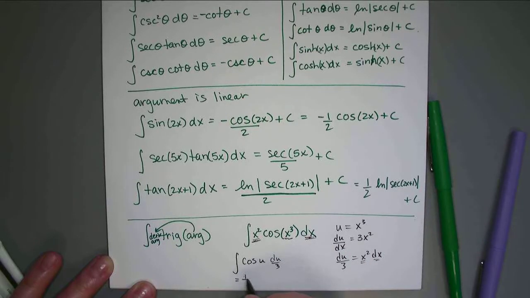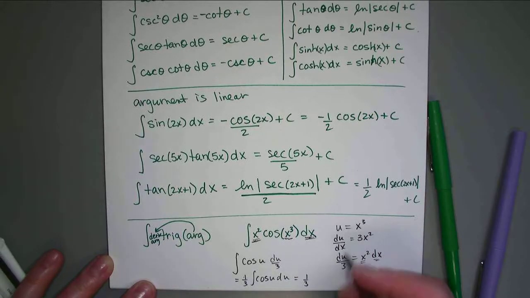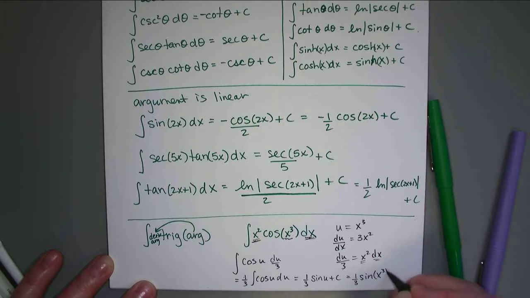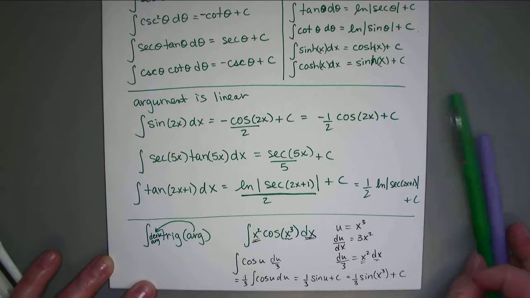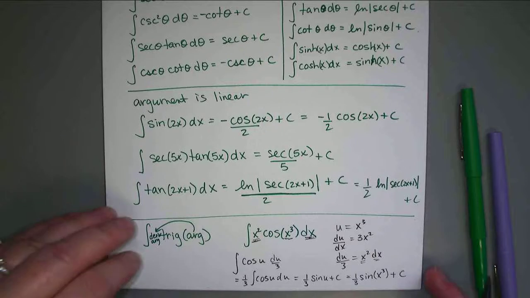To move that 1/3 out front. Don't have a lot of room here, but the integral of cos is positive sine, so sine u plus c, and u is x cubed. And there would be your answer. So it kind of works the same.